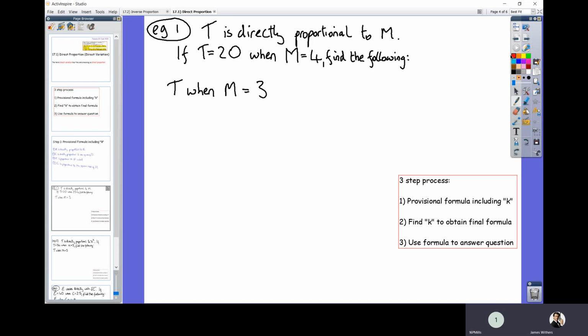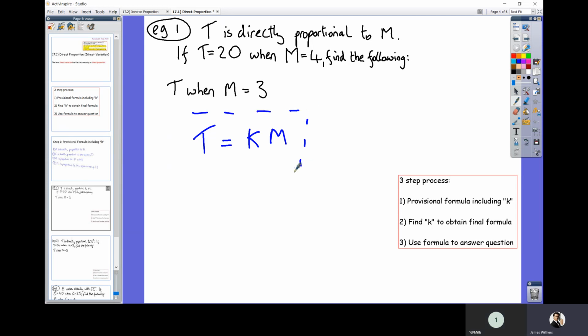So what do you think this one should be? T is directly proportional to M, so I think T equals M times K or K times M. Yeah, lovely. Do K times M, but you're absolutely right. Good. So that's step one.